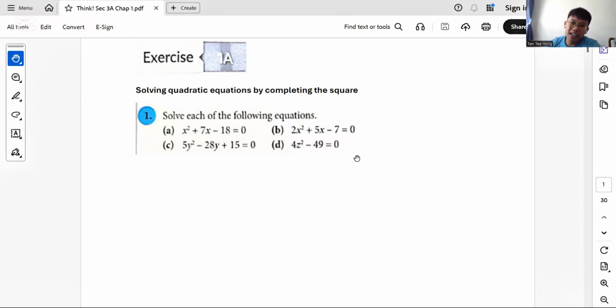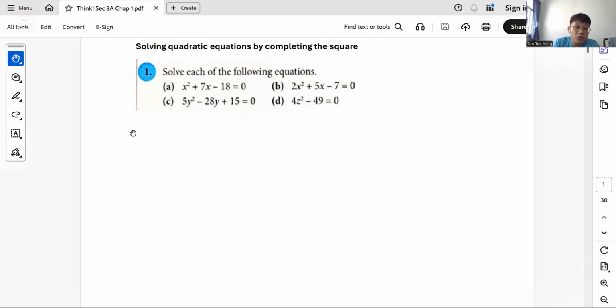So for question one, I don't have time to go through everything, so let's just pick a few questions. Maybe I will go through question 1C and 1D. For this part, because it's solving quadratic equations by completing the square, I'm going to do completing the square. Okay, so let's start off with 1C first. So 1C goes like this.